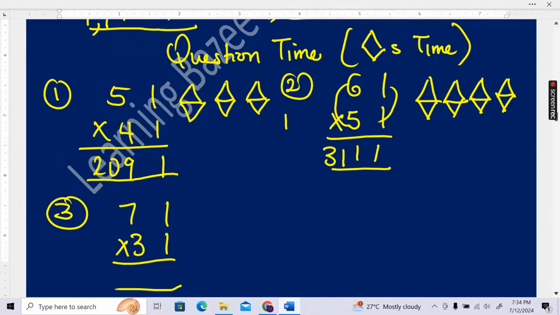The next question is on the screen. Do the question for number 3 and type your answer in the comment section. This question will attract 5 diamonds. If you get the answer right, you're going to have 5 diamonds. So let's go. What is the answer to number three question?